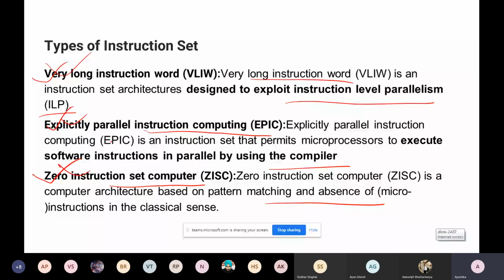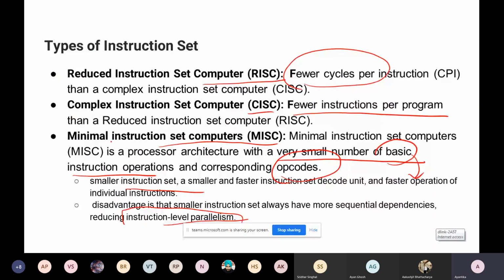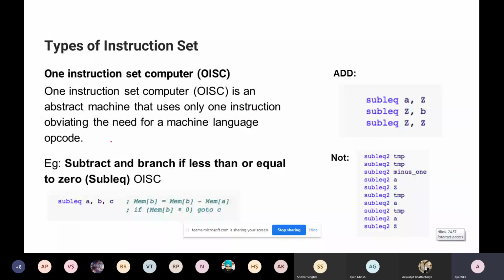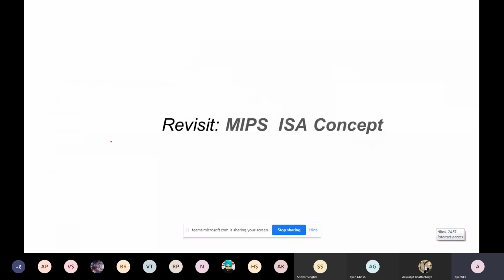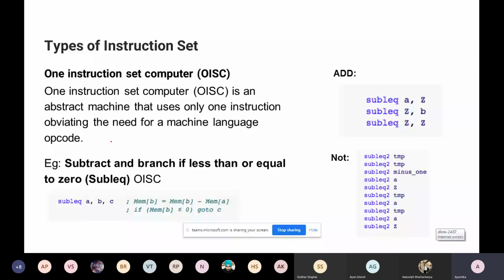Okay, another slide maybe. This slide will come later. Sorry, this is another type of instruction set. This is called the one instruction set computer. That means you have developed one processor or one computer that has only one single instruction. What does it mean? Does it mean that you are capable of doing just one single instruction only?